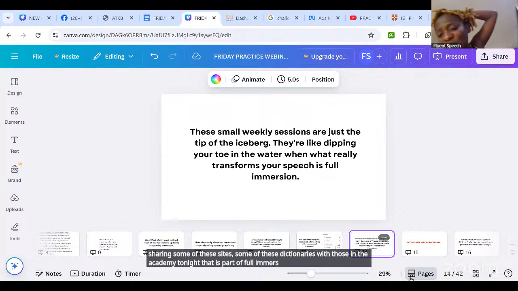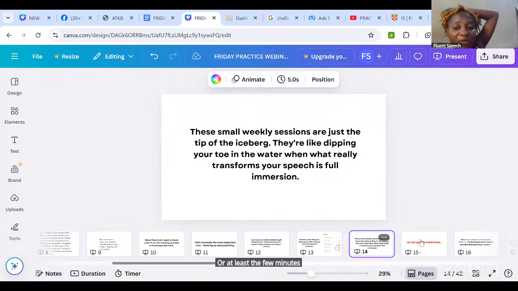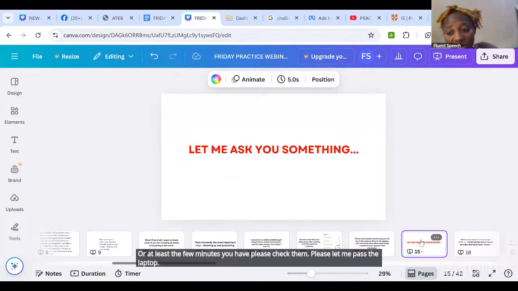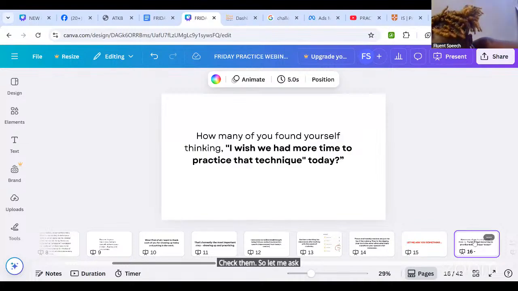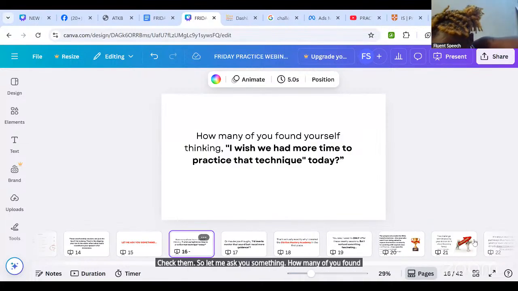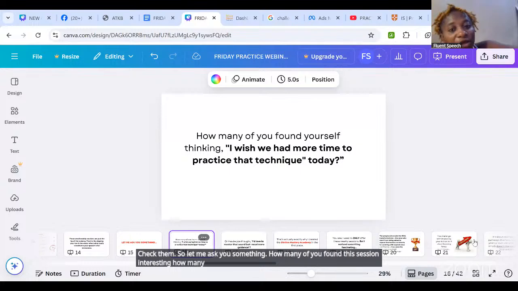You might not have the whole day to always check them, but at least the few minutes you have, please check them. So let me ask you something. How many of you found this session interesting? How many of you wish that we had more time to practice together?